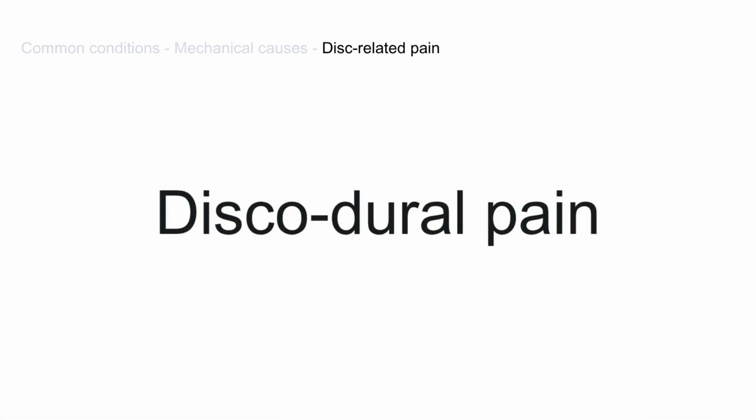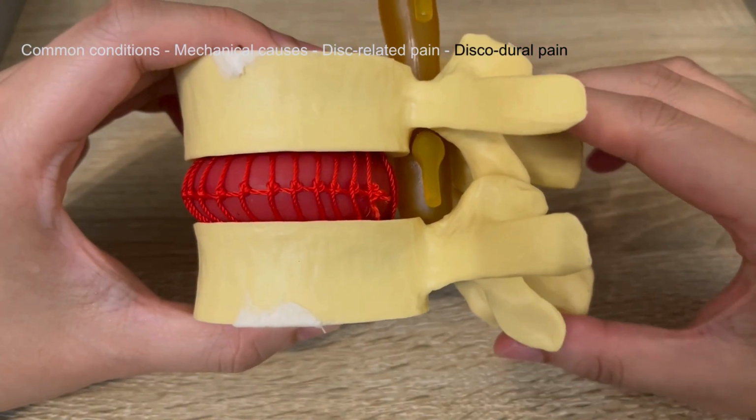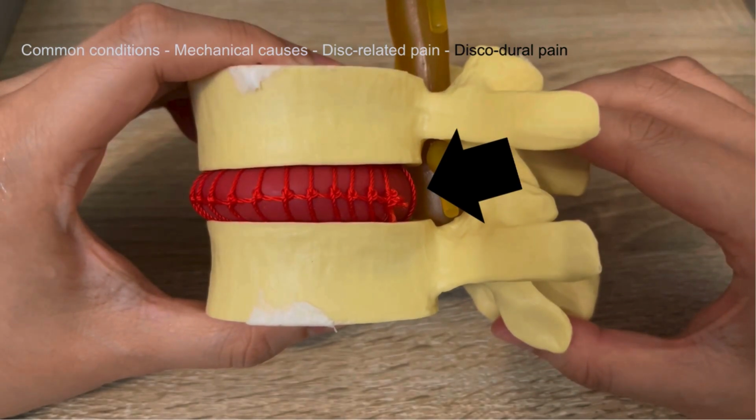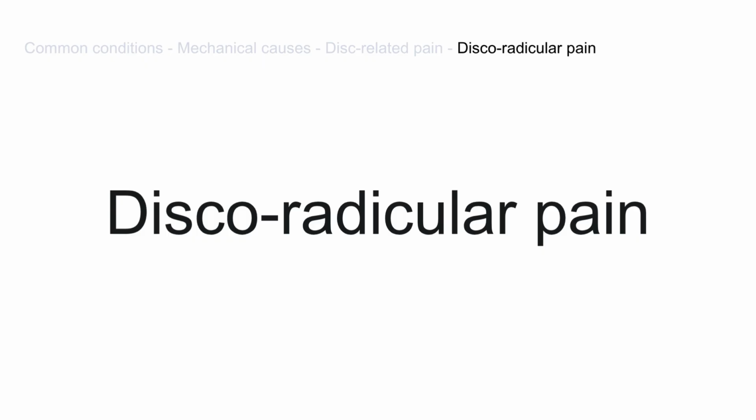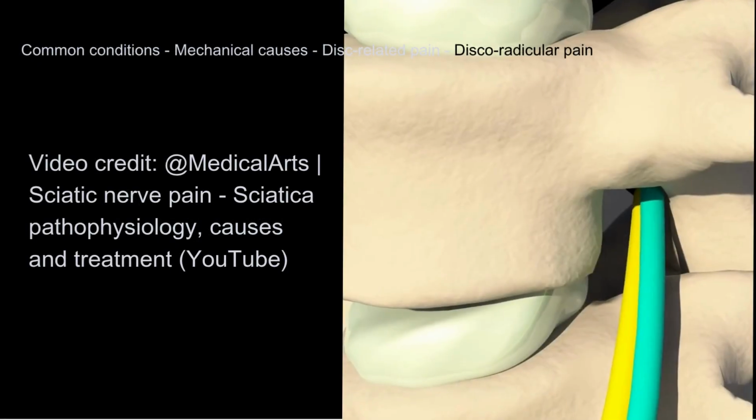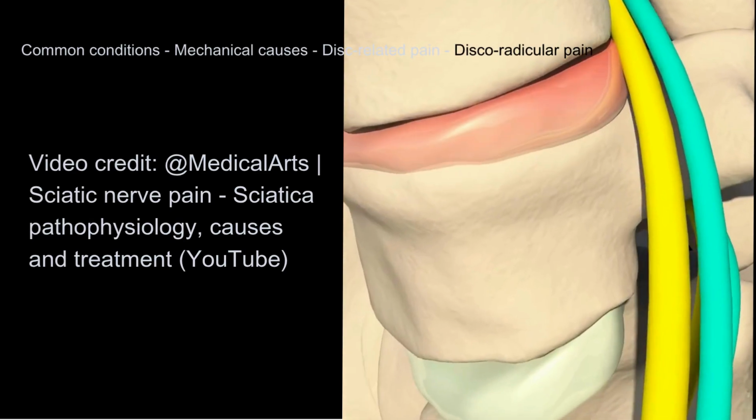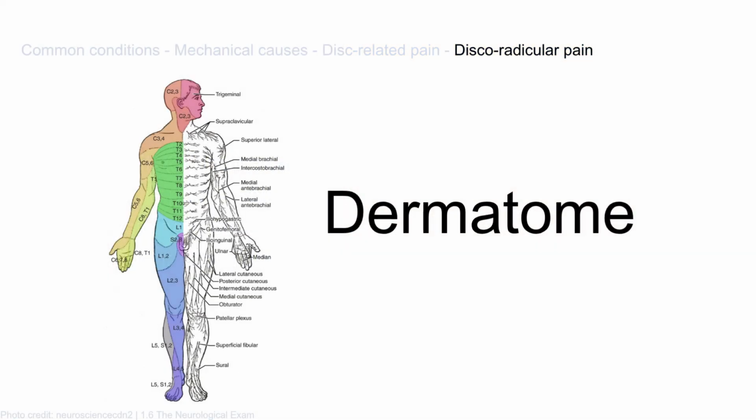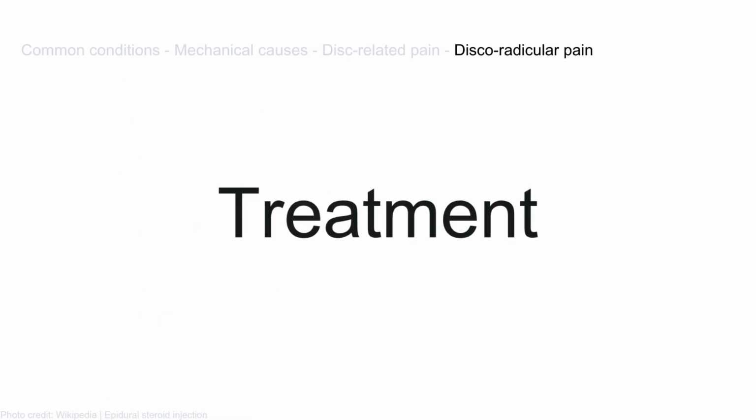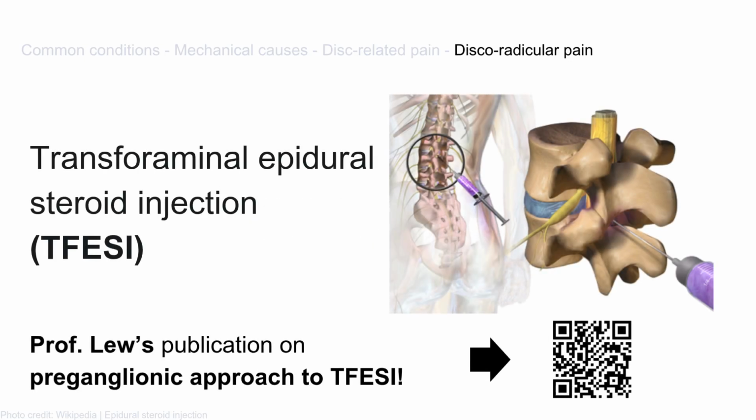First, let's talk about discal dural pain. This occurs when the intervertebral disc irritates the dura, often resulting in vague pain that is not limited to a single dermatome. Second, we have discal radicular pain. This is when a herniated disc presses on a nerve root, which leads to radiating pain down the leg, similar to sciatica. The symptoms often follow a dermatomal pattern, meaning the pain travels along a specific nerve path and may have relevant neurologic deficits.